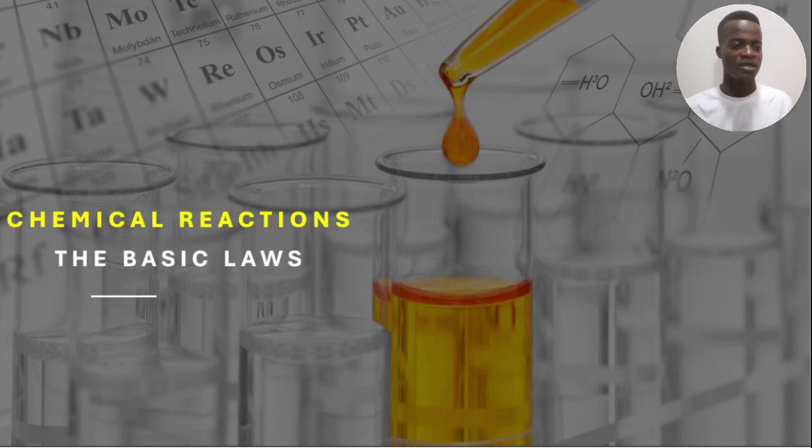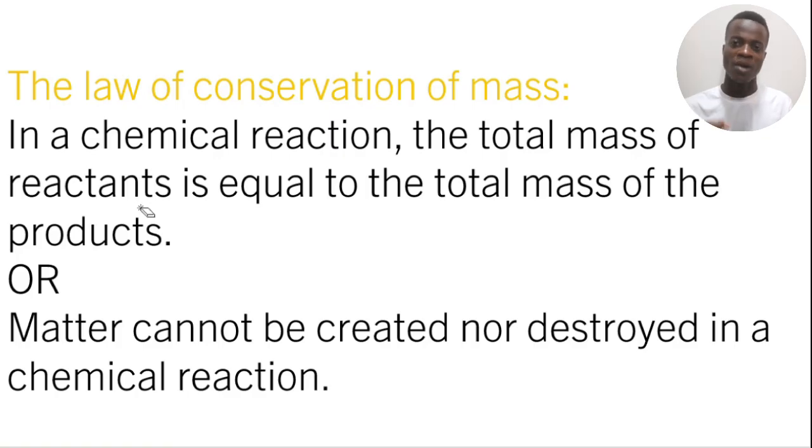The very first one is the law of conservation of mass. The law of conservation of mass says that in a chemical reaction, the total mass of the reactants is equal to the total mass of the products. So we say reactants mix to give you products. The total mass of the elements and compounds there is equal to the total mass of all products that you get at the end of the day.